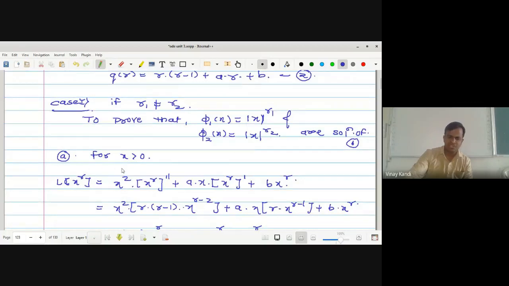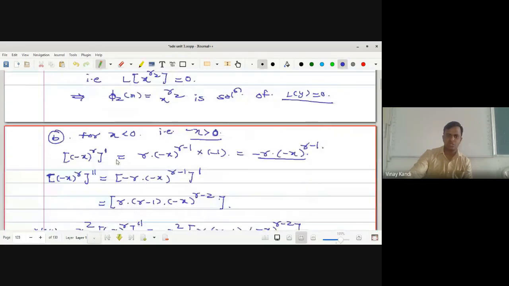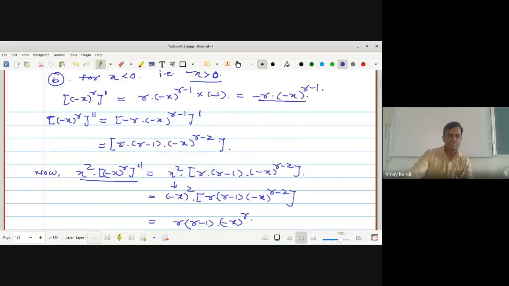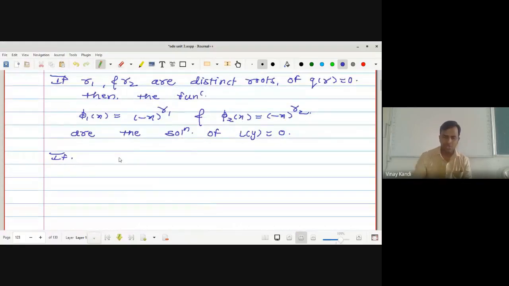Now what did we prove? For x greater than 0, this is your solution, x raised to r, and for x less than 0 also this is your solution. Then combining both, phi 1 of x and phi 2 of x will be mod x raised to r1 and mod x raised to r2. Okay, so if r1 and r2 are complex roots of q of r is equal to 0.